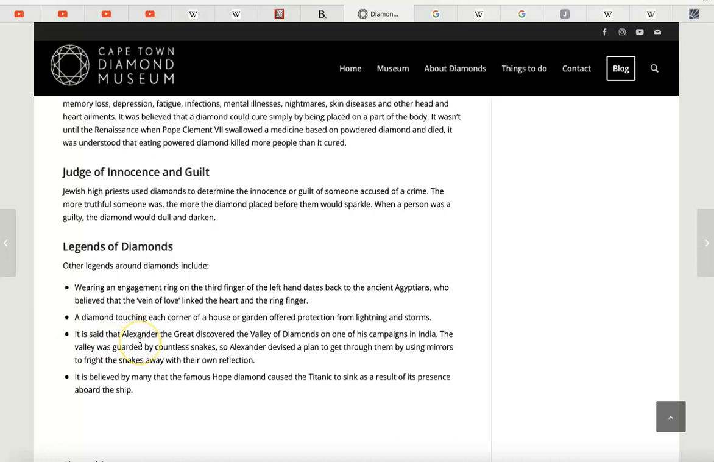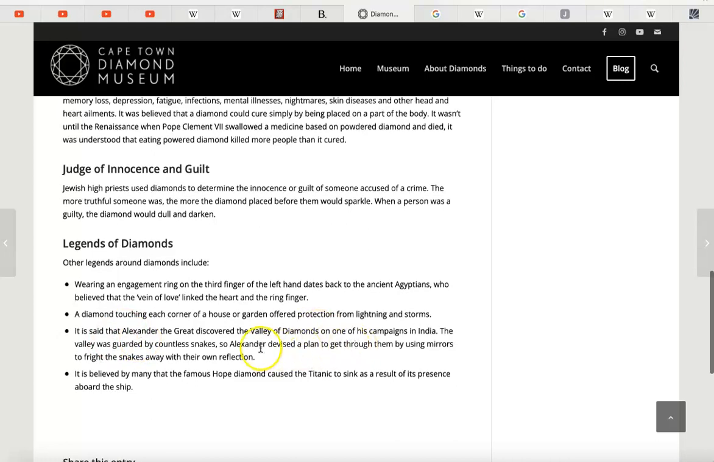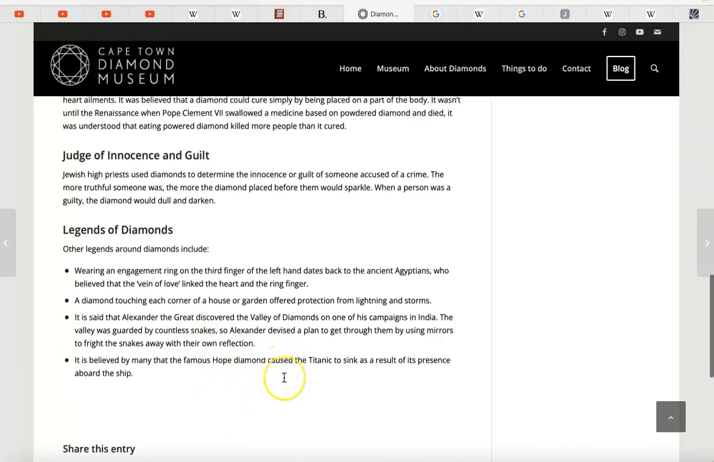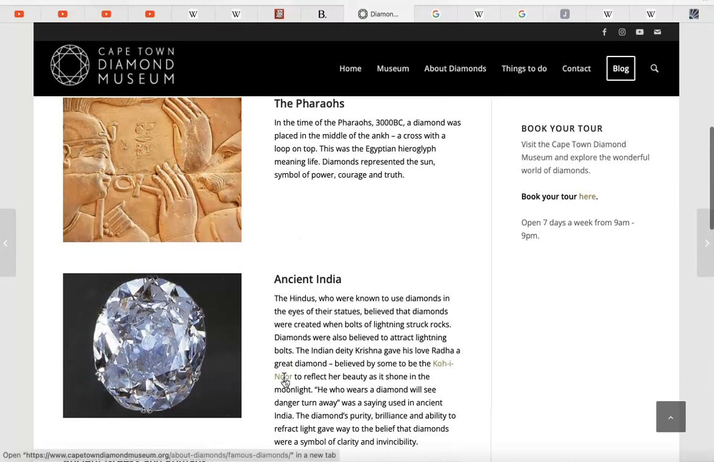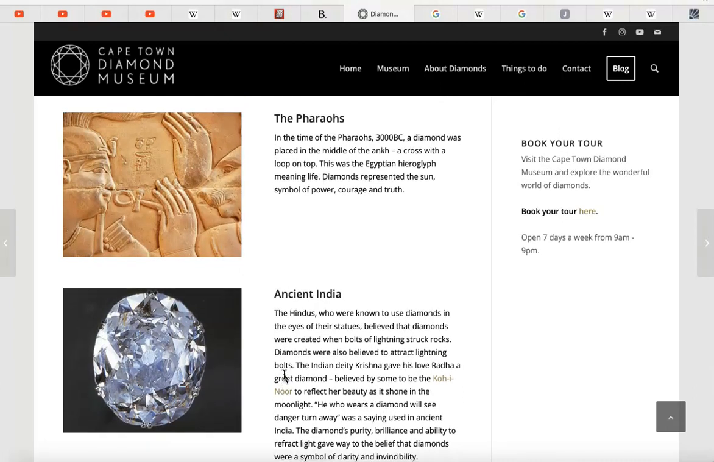Okay, Alexander the Great in India. Alexander the Great discovered the Valley of the Diamonds on one of his campaigns in India. The valley was guarded by countless snakes. We're going to be talking about snakes later too, and in a way that you're probably not expecting. So Alexander devised a plan to get through them by using mirrors to frighten the snakes away with their own reflection. Wow. Oh, the famous Hope diamond. Okay, whatever. So you guys, diamonds are important throughout history, ancient history even too.